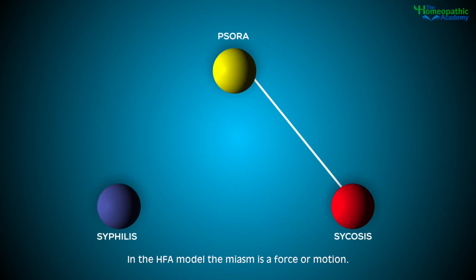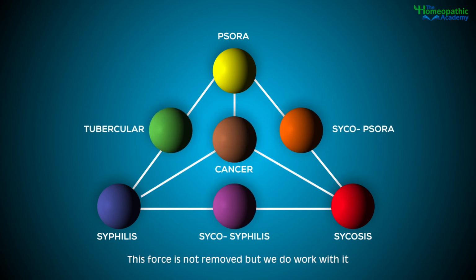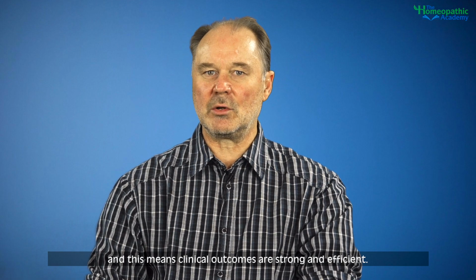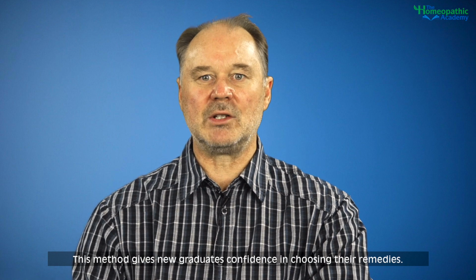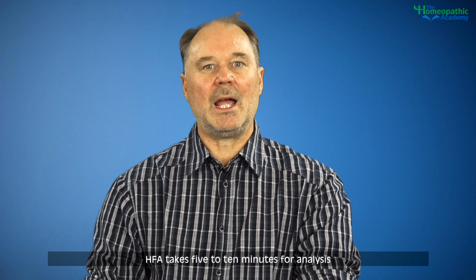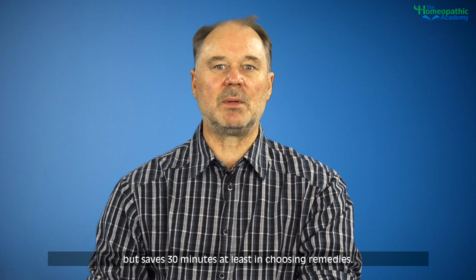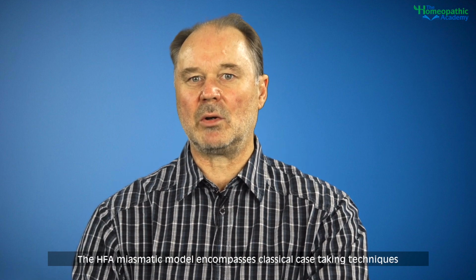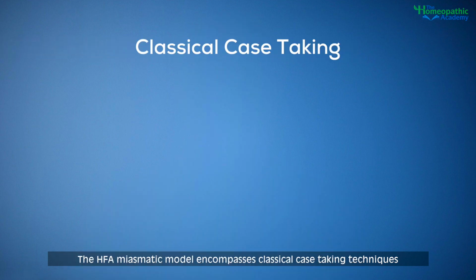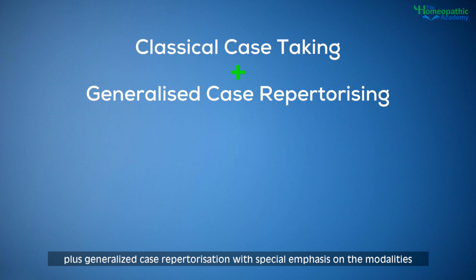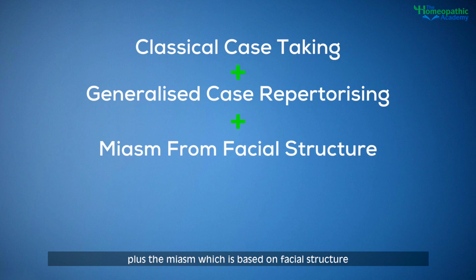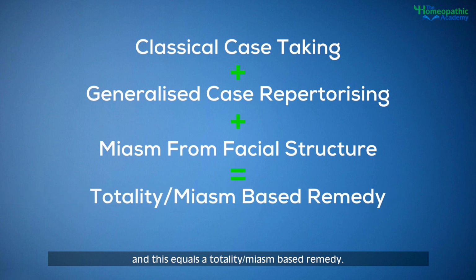In the HFA model, the miasm is a force or motion. This force is not removed, but we do work with it. And this means clinical outcomes are strong and efficient. This method gives new graduates confidence in choosing their remedies. HFA takes 5 to 10 minutes for analysis, but saves 30 minutes at least in choosing remedies. The HFA miasmatic model encompasses classical case-taking techniques plus generalised case repertorization with special emphasis on the modalities, plus the miasm, which is based on facial structure, and this equals a totality miasm-based remedy.